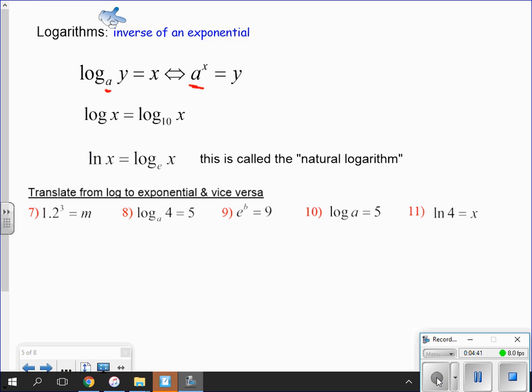Just as an aside, the mathematics club at Humboldt State was called the Natural Loggers. Oh, nice. That's what I was going to put in. Okay.